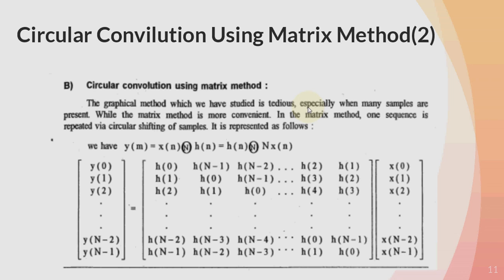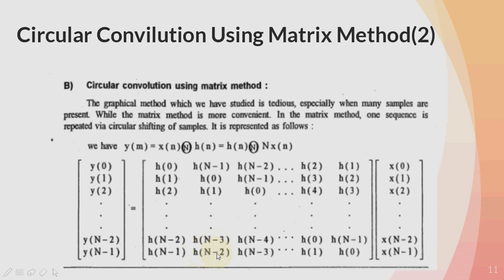In this matrix method, one sequence is repeated via circular shifting of the samples. So this is y of n is equal to x of n convolved with h of n, that is equal to h of n convolved with x of n. So these are the output samples and this is the h of n. The first column is h of n. Again this h of n is shifted to the second column top. Again this h of 0, again h of 1, and circularly rotate it.